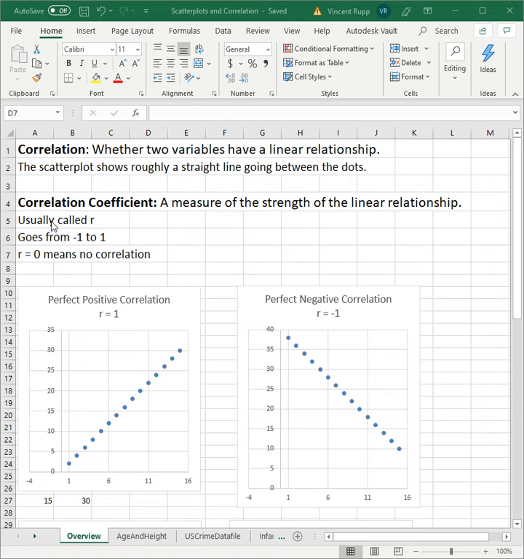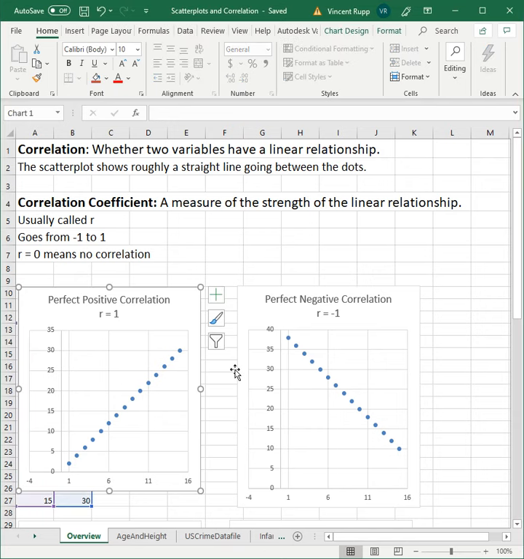And we can measure that with something called the correlation coefficient, which we'll calculate in the next video. But right now, you just need to know it's usually called R. It goes from -1 to 1, and if it's right in the middle at 0, it means there's no correlation. So on the two extremes, you could have one of these two things.